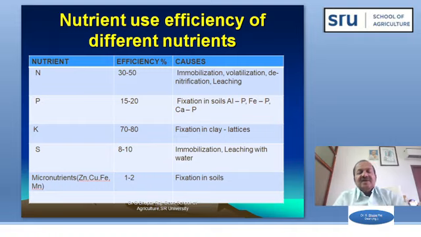In the introduction itself, I told you it varies from nutrient to nutrient. For example, for nitrogen the efficiency is 30 to 50%. The main causes for the applied nutrient not being fully available are immobilization, volatilization, denitrification and leaching. All these losses occur due to these processes, so only 30 to 50% of the applied nitrogen fertilizer is used efficiently. Like that, for phosphorus fertilizers, the nutrient efficiency is 15 to 20%.